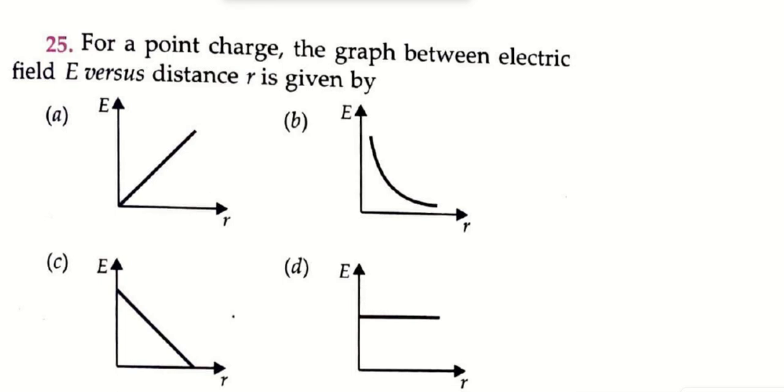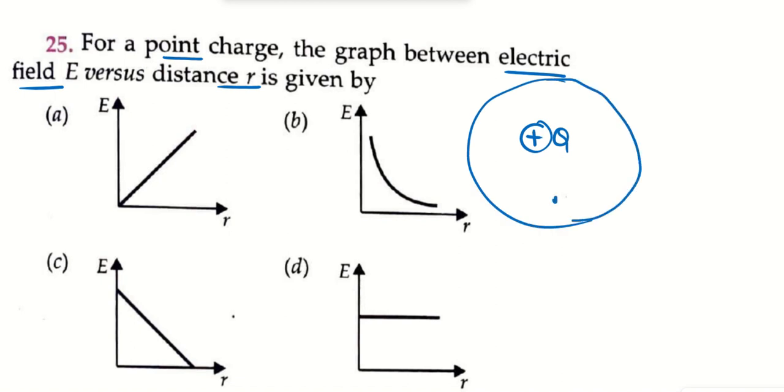Let's see some problem related to electric field. Here there are four graphs given. We have to identify the correct graph between electric field due to a point charge versus distance. So if there is a point charge q in space, it produces electric field everywhere, and we have a point P at r distance from the source charge.